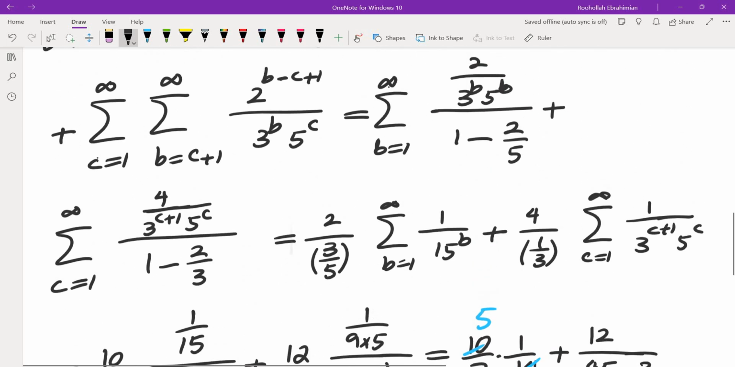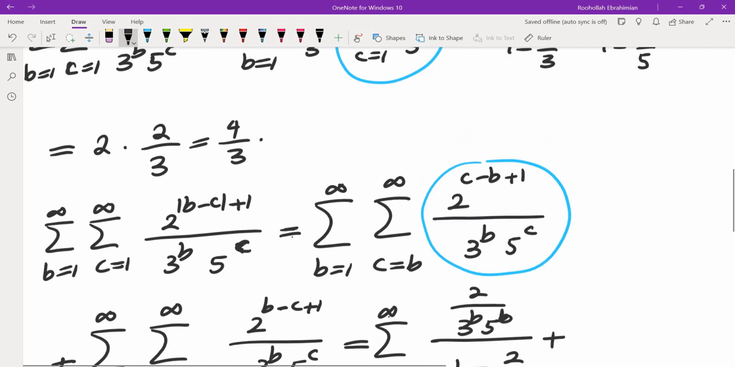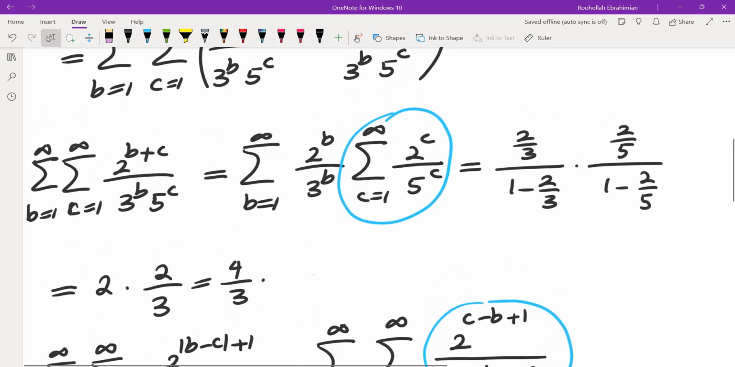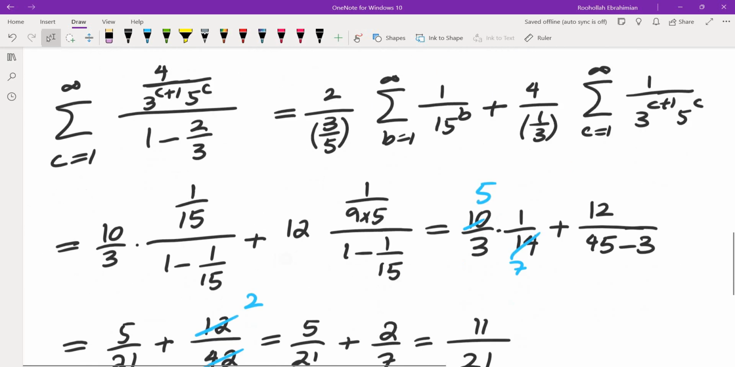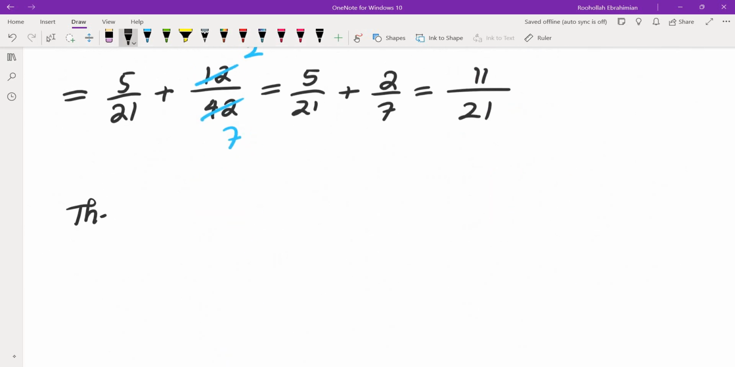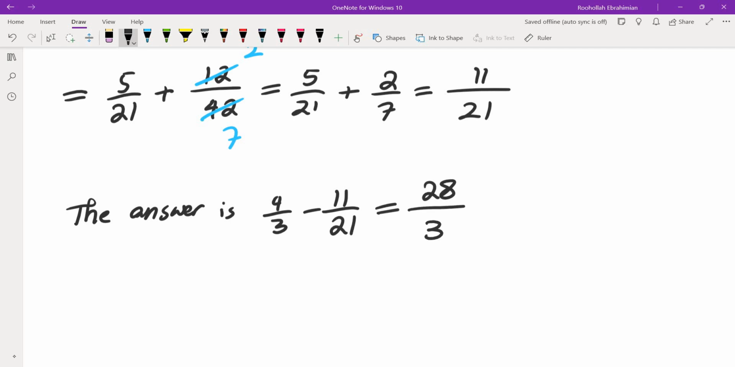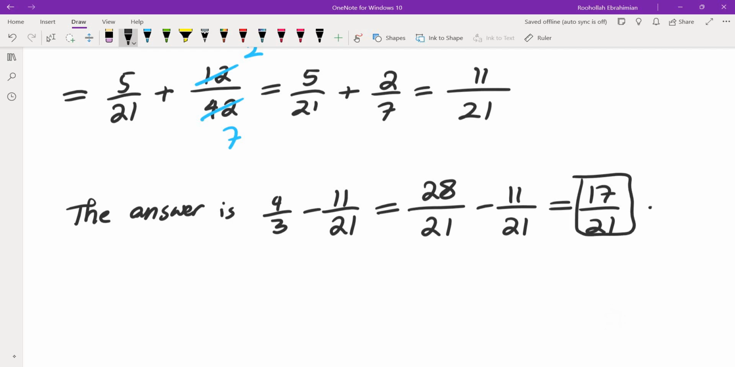So the final answer is we take what we found here, 4/3, and then we have to subtract this quantity that we get. So the answer is 4/3 minus 11 over 21. 4/3 is 28 over 21, minus 11 over 21, so that's 17 over 21. And that is the final answer.